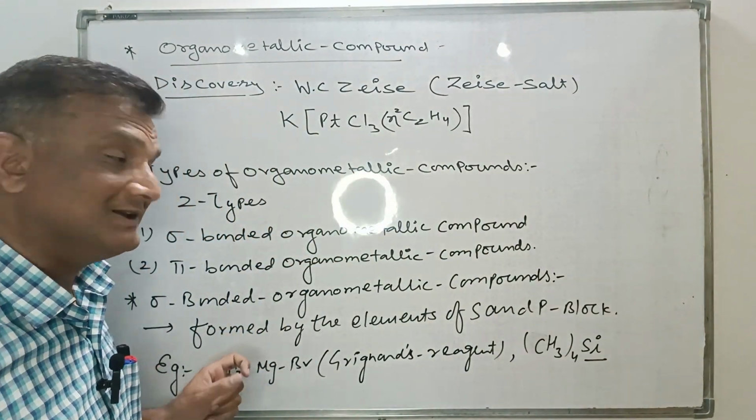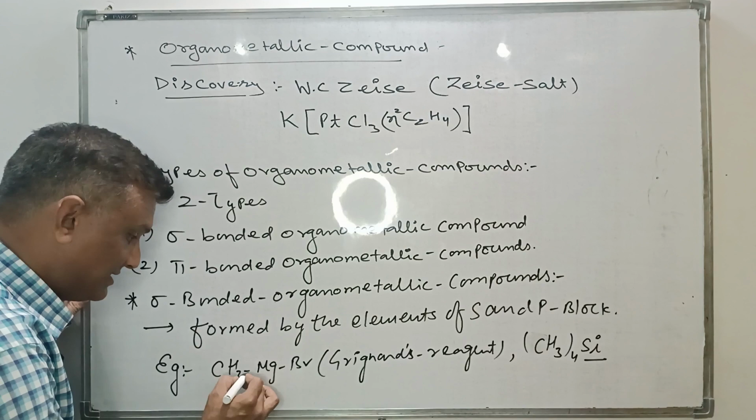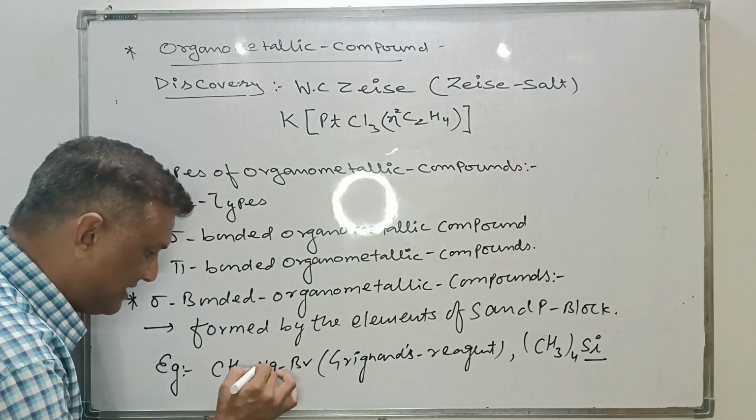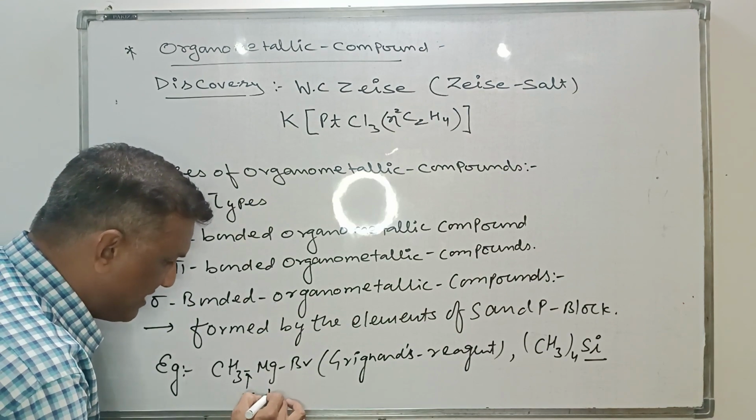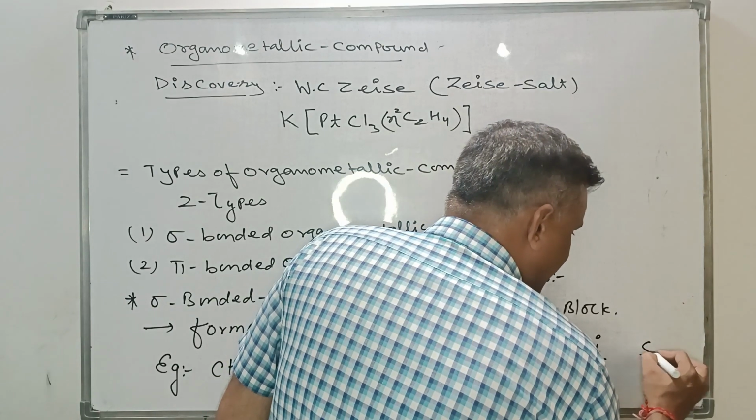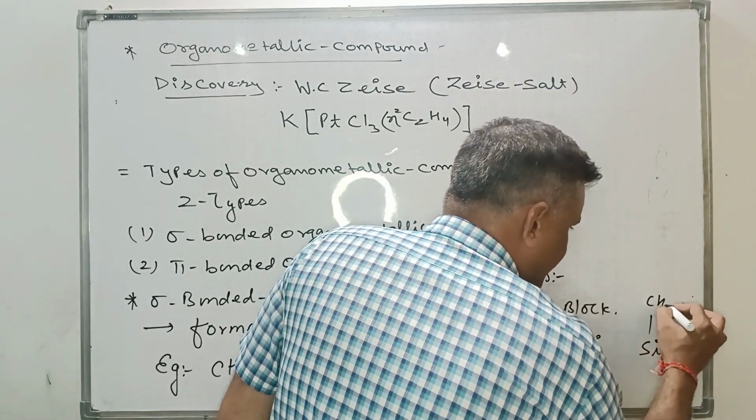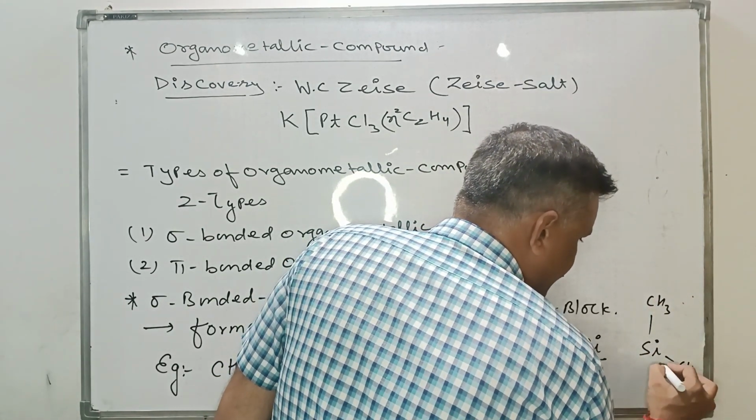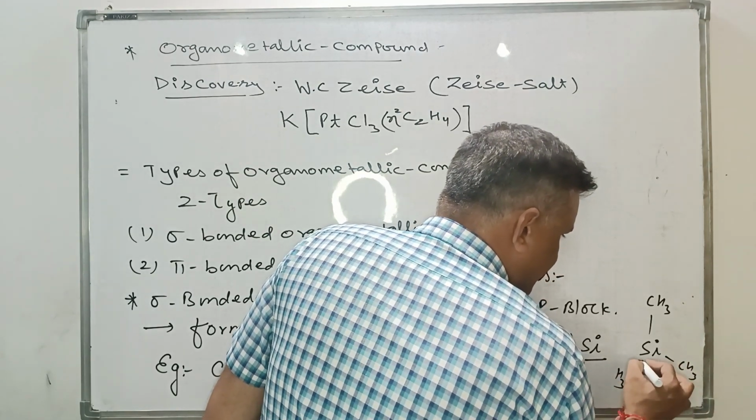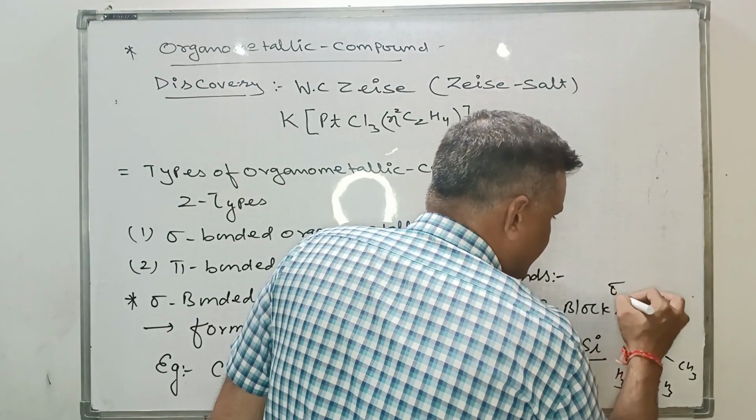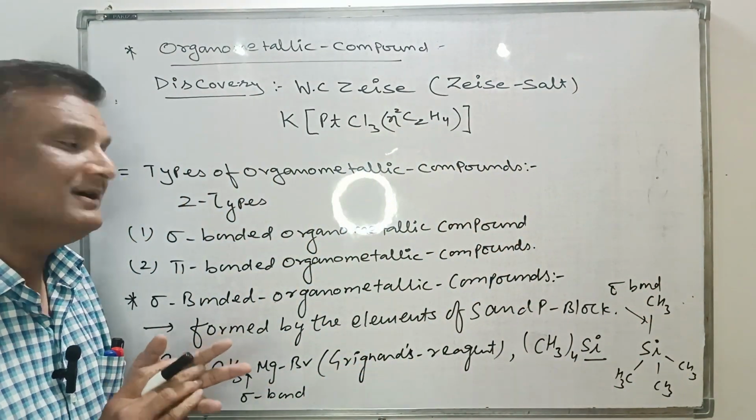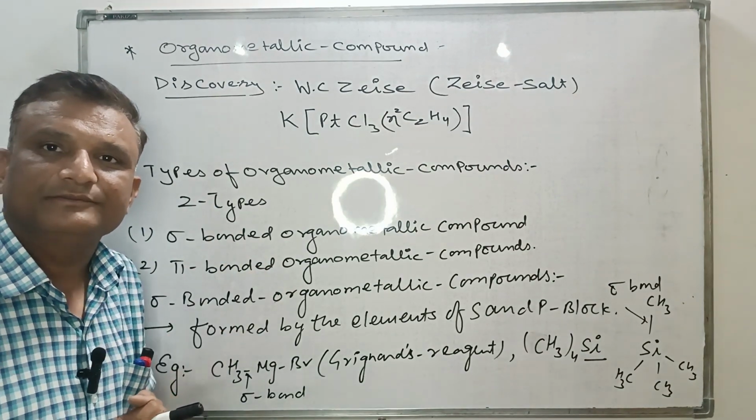And if we go with the type of the bond, then this type of the bond between carbon and metal, it will be sigma bond. And here will also, this is the Si, CH3, CH3, CH3 and CH3. This type of the bond will also be sigma bond. That's why it is called as sigma bonded organometallic compound.